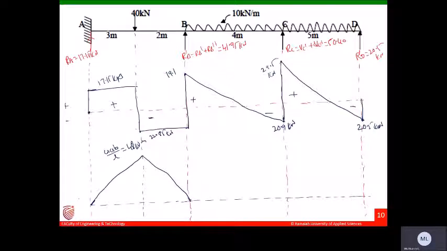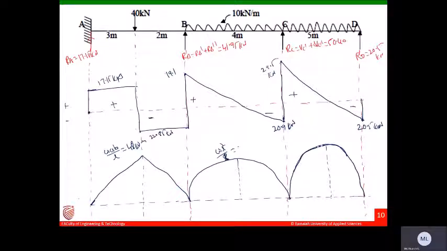Okay, now this is UDL. So this is 20. For UDL, the variation is parabolic. Similarly, this variation is a little bit higher. It should be parabolic. Yes, I'm drawing. Okay. So this is the maximum bending moment. This is also maximum bending moment. This is WL square by 8. You will get WL square by 8, 20 kilonewton meters.